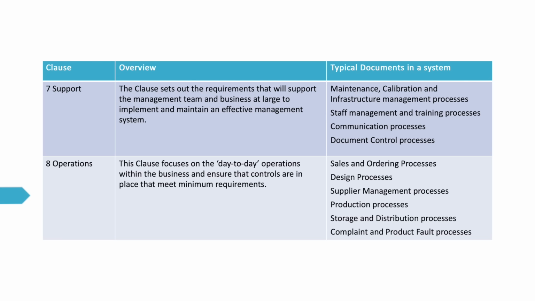The second section of this is Clause 8, which is operations. And this really, as I said before, is the heart of your day-to-day operations. So what is, for example, your sales and ordering processes? If you are designing product or services, what are your processes for this? How do you manage your suppliers? How do you carry out your day-to-day production or delivery of service? If it's appropriate, how are you storing or distributing your products? And really importantly for quality, how do you manage your complaints, and how do you manage those product faults that could occur day to day?